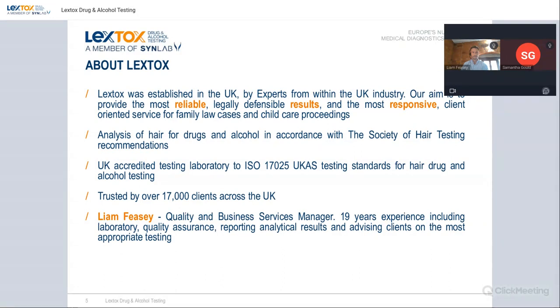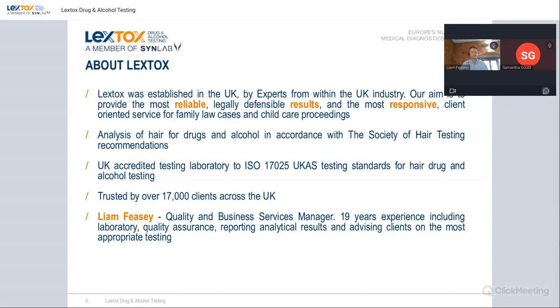Our clientele is based on family law cases and within childcare proceedings, and we undertake analysis of hair for drugs and alcohol in accordance with the Society of Hair Testing recommendations. So we always follow their guidelines with any of the testing that we undertake here at Lextox. Our laboratories are accredited to the ISO 17025 testing standards for hair, drug and alcohol testing.